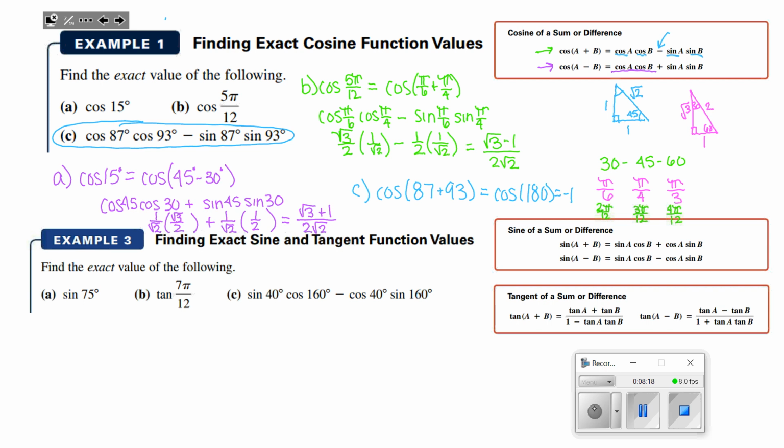Right, in example 3, we're going to do the exact same thing we did, only now we're using the sine. So we're adding and subtracting right here using the sine for problem A. So we're looking at, how do I make 75 degrees? So again, I'm looking at those 3 basic ones that I always try to use first. And how do I make 75 degrees? Hopefully you indicated that 30 plus 45 is 75 degrees.